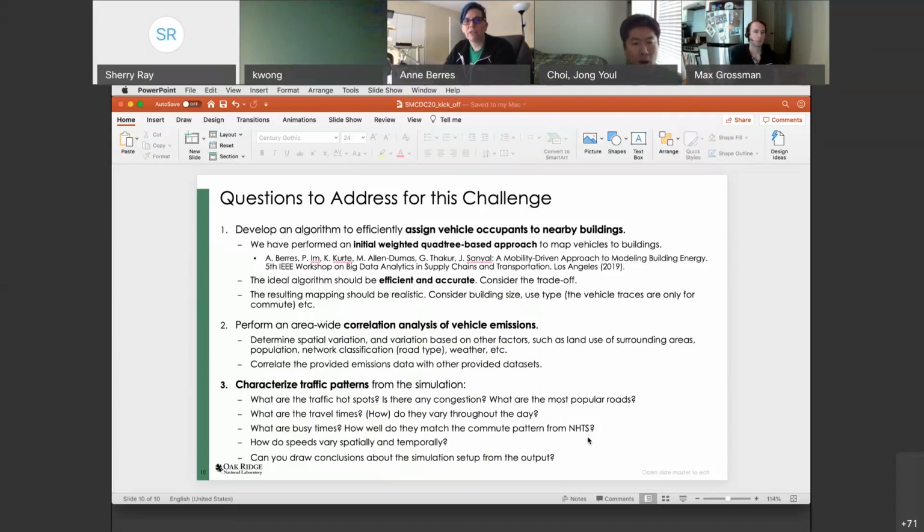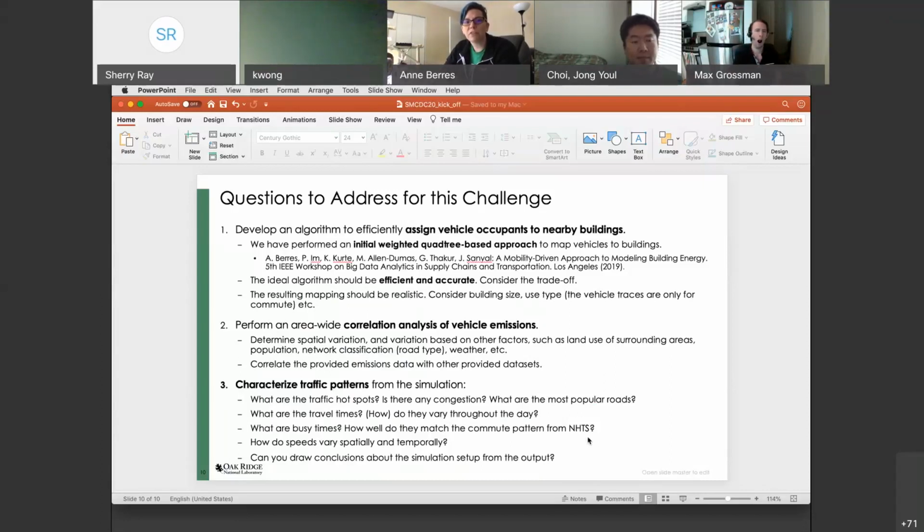We're also interested in correlations between emissions. We have some climate data that I think I didn't list. We didn't provide the data in the data set. You have to download it yourself, but we have instructions on that. But basically, look at the correlations between emissions and some of the data in the other data sets.